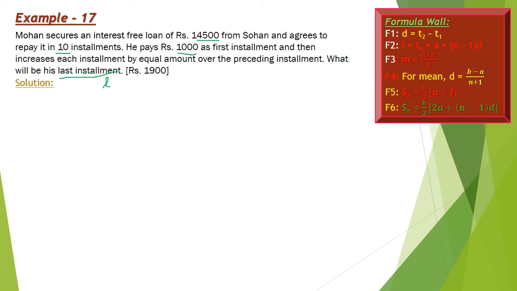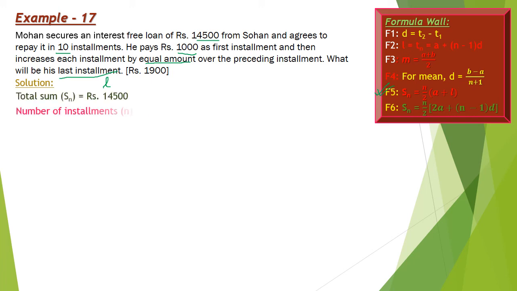Okay, now can you guess which formula we are going to use? We don't have the difference on the installment. It increases the installment by an equal amount, but we don't know that amount, and we have not been asked to find that amount in the question either. So we don't have the value of D. The formula which is free of D is F5, so we are going to use the formula F5.